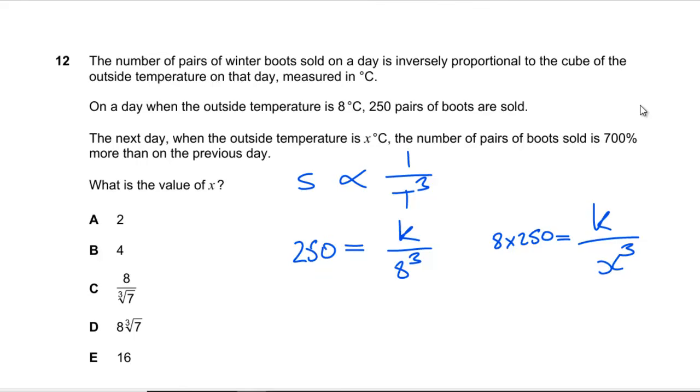So x cubed is going to be K, which is 250 times 8 cubed. And then we want to divide by 8 times 250. So we want the cube root of 64, which is 4. Right.